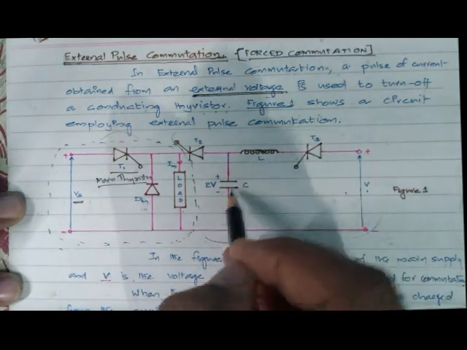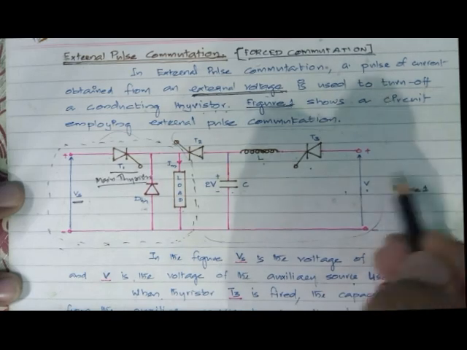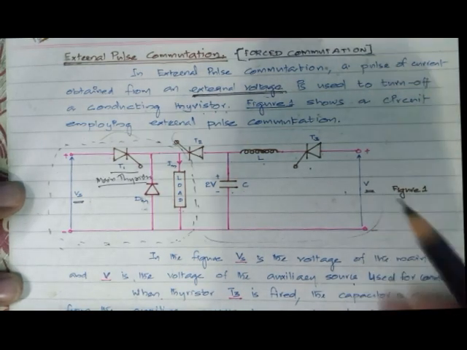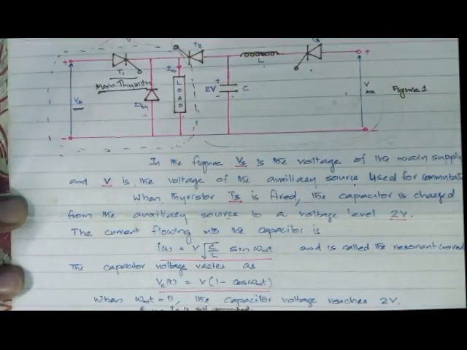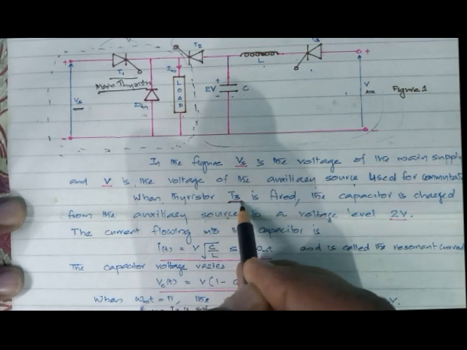T2, this capacitor, this inductor and this thyristor, along with this voltage source V, form the commutating circuit, or the circuit which is employed just for commutating the main thyristor T1. The sequence of events starts when thyristor T3 is fired.